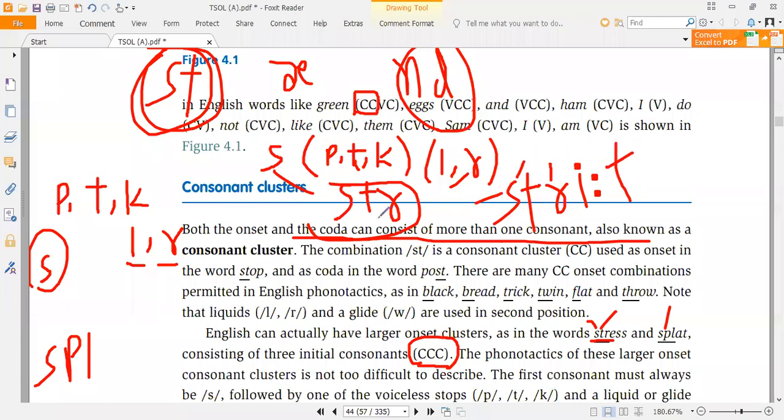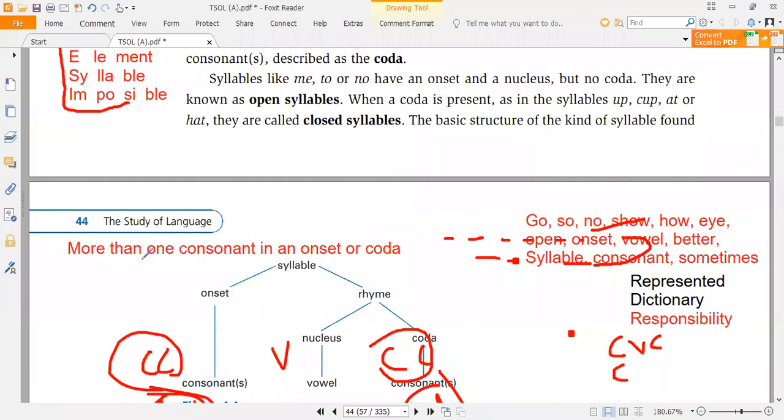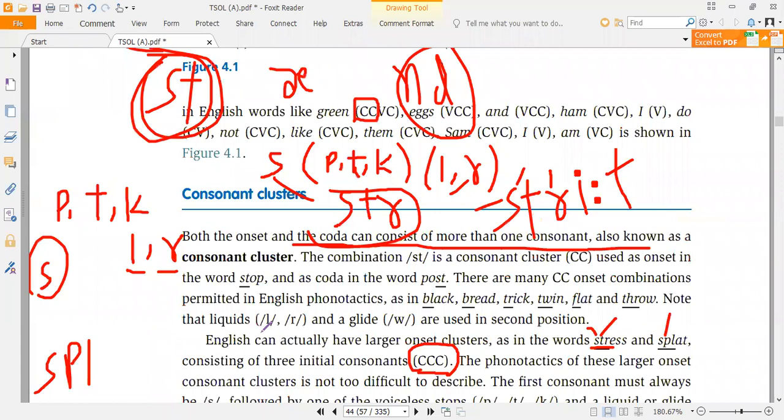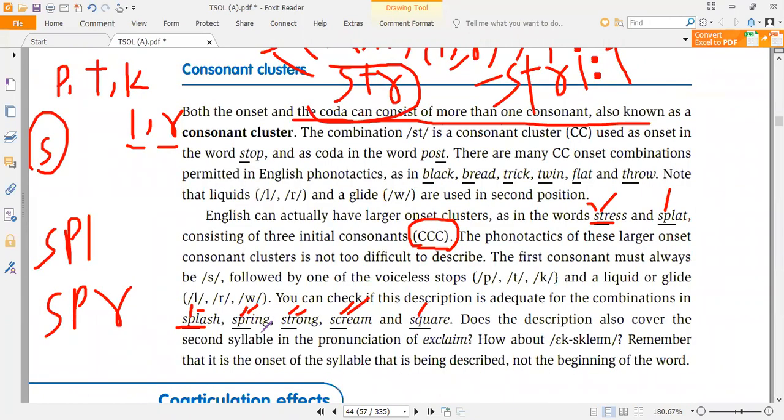So simply keep in mind that a consonant cluster means more than one consonant sound in an onset or in a coda. Got it? Is it clear to everybody? Yes, sir. Okay. I think this much is sufficient for today.